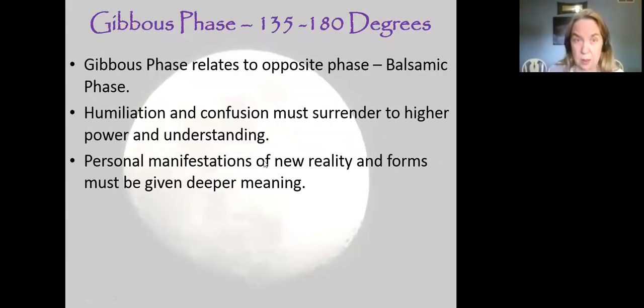The gibbous phase, okay, its opposite phase is balsamic, all right? And so part of this humiliation, confusion, I don't know how to adjust, I don't know if I want to surrender. The opposite balsamic phase is the ultimate surrender to source. And so gibbous phase doesn't want to completely let go of its own self-identity, but it can learn from balsamic phase what is the ultimate way that I can be of service to society.